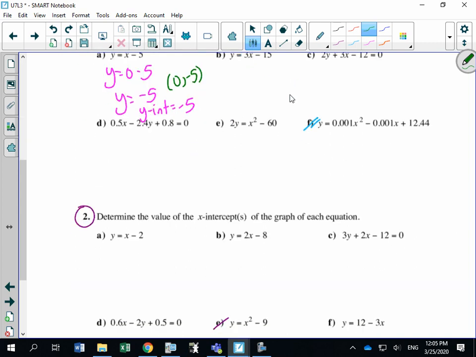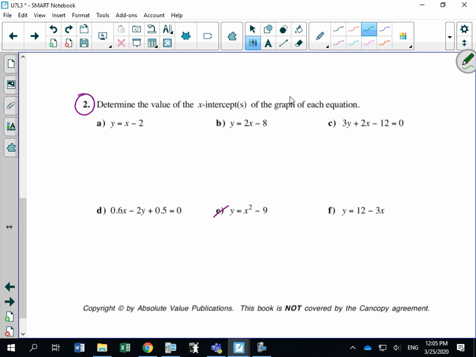Number 2, I want you to do all of these except for E. And what we're doing for number 2 is we're calculating the x-intercepts. So what letter do we let equal 0 if we're calculating the x-intercept? So if you were in class, I'd be like, raise your hand. Okay, y is equal to 0. If you're calculating x, let y is equal to 0.